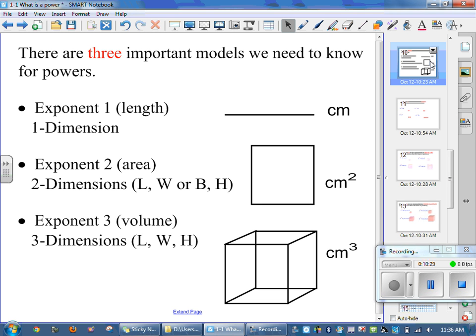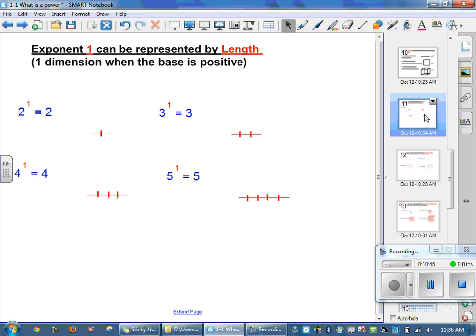Now, what is the hiding exponent on our centimeters? It is exponent 1. Okay, does everybody remember that? Do we have to ever draw the 1 on him? No, he usually hides.